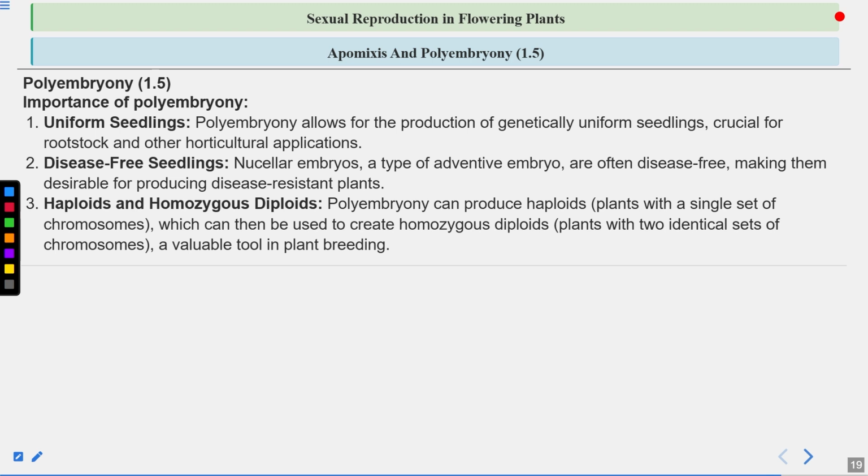Haploids and homozygous diploids. Polyembryony can produce haploid plants with a single set of chromosomes, which can then be used to create homozygous diploid plants with two identical sets of chromosomes, a valuable tool in plant breeding. So they are also helping in the breeding program, right?